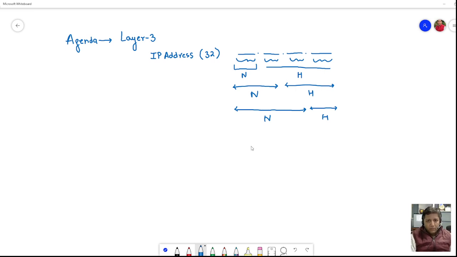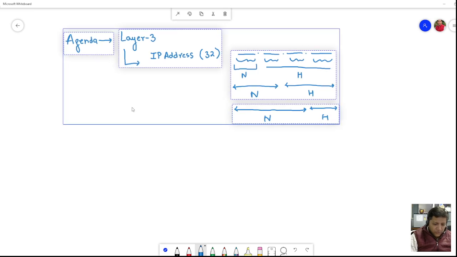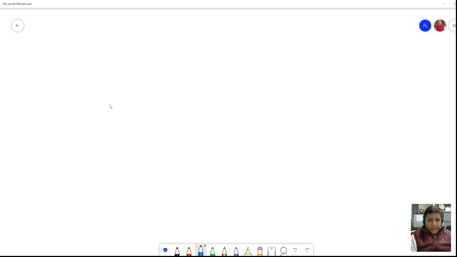Now let's see why we require a layer 3 device, and what is the working of layer 3 device. Suppose I say that there is a huge network, and let me draw a network with the help of layer 2 switches. So L2 switch, then this L2 switch might be connected to another L2 switch, another L2 switch.